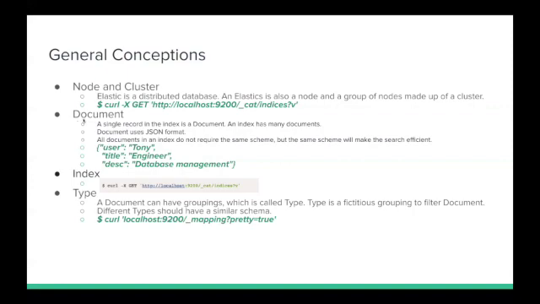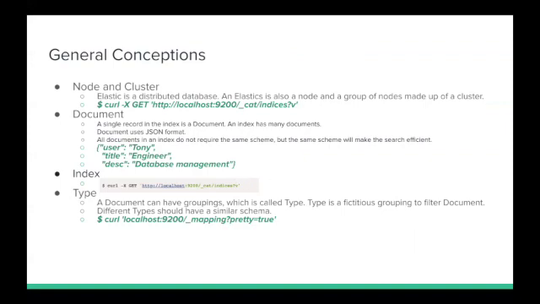And we're going ahead to introduce the document to you guys. A single data record in the index is called a document. Many documents become an index. Documents use JSON format. All documents in an index do not require the same schema, but the same schema will make the search efficient. So here's a simple code where you can see the user will be Tony, the title will be engineer, and the description will be database management.